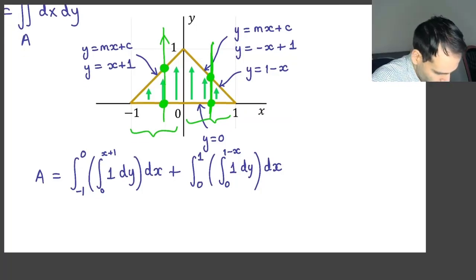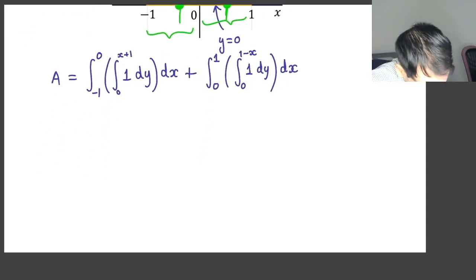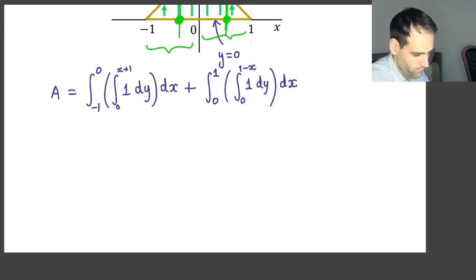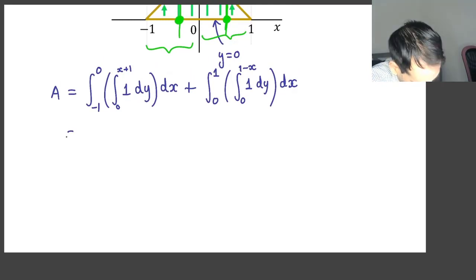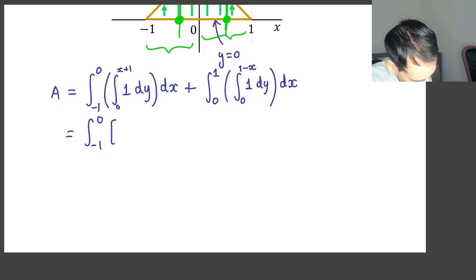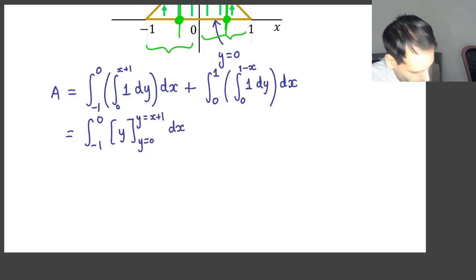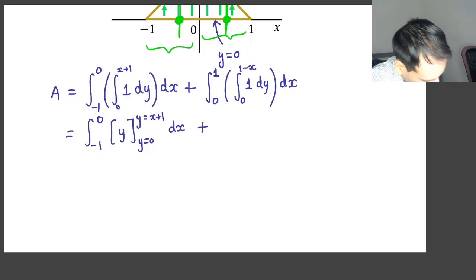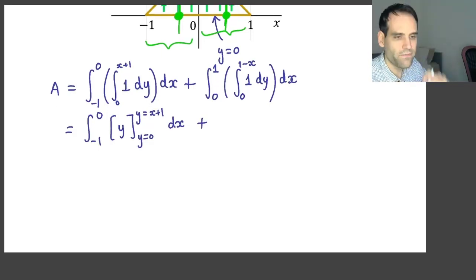Okay? So let's do this calculation. Let's see how it works when we have variables inside of the limits. So we keep the outer integral as is. So what is the integral of 1 with respect to y? The integral of 1 with respect to y is y, but y evaluated between y equals 0 and y equals x plus 1. Now dx. Okay? Plus the other integral. Let's leave the other integral for now. Let me focus on the first one.